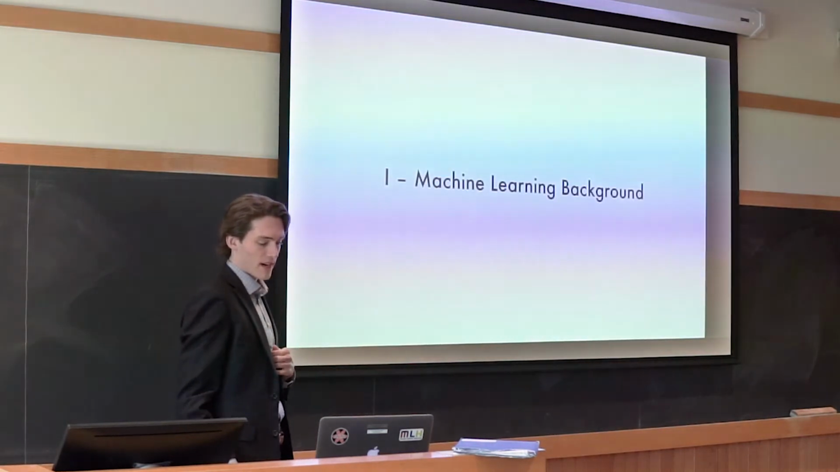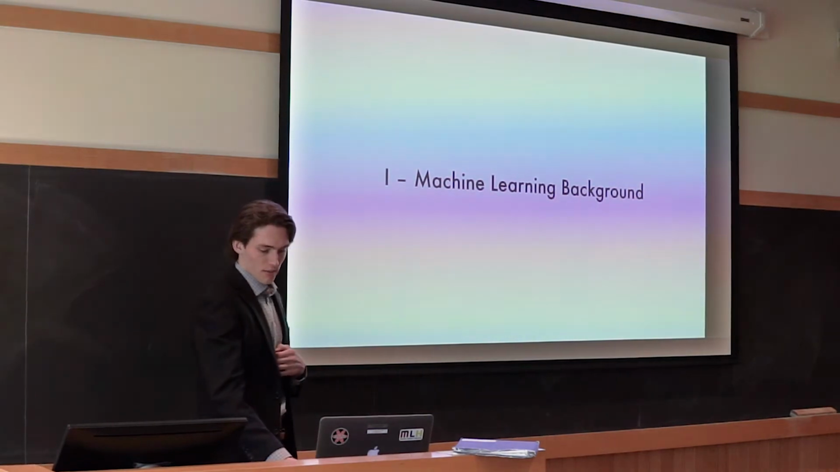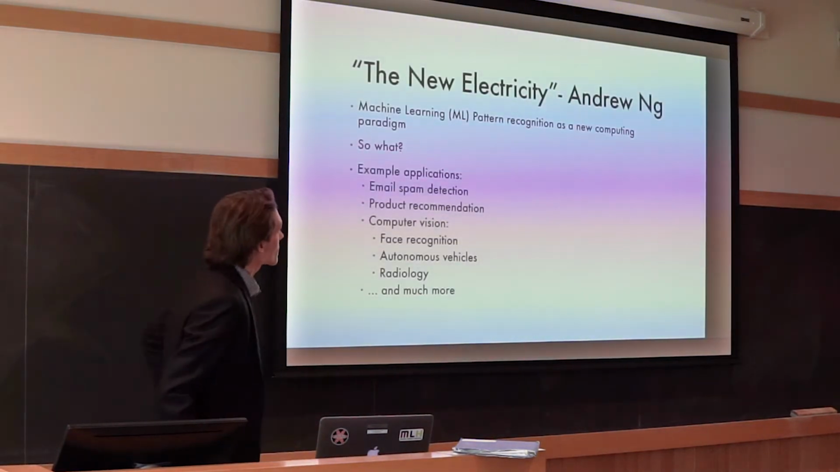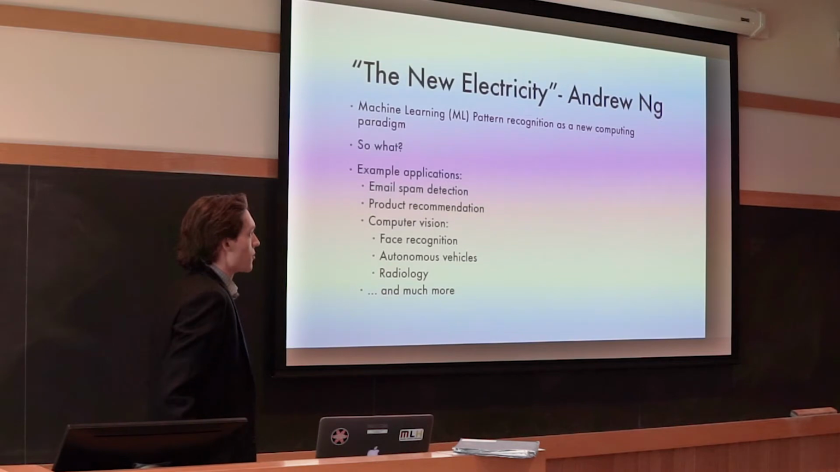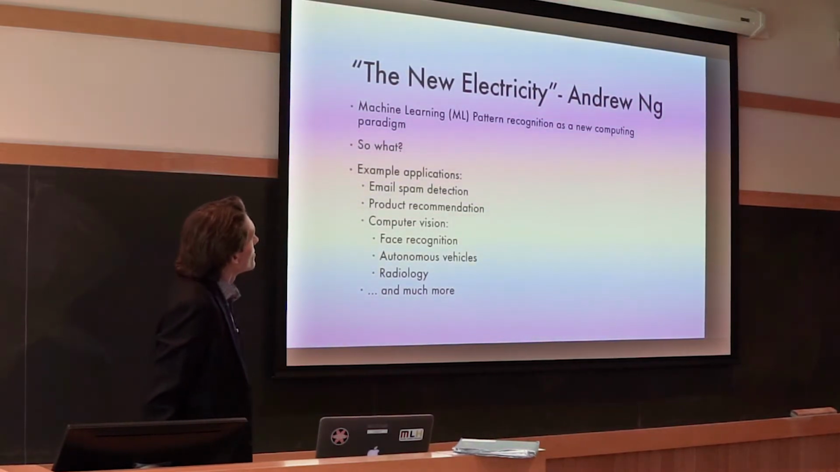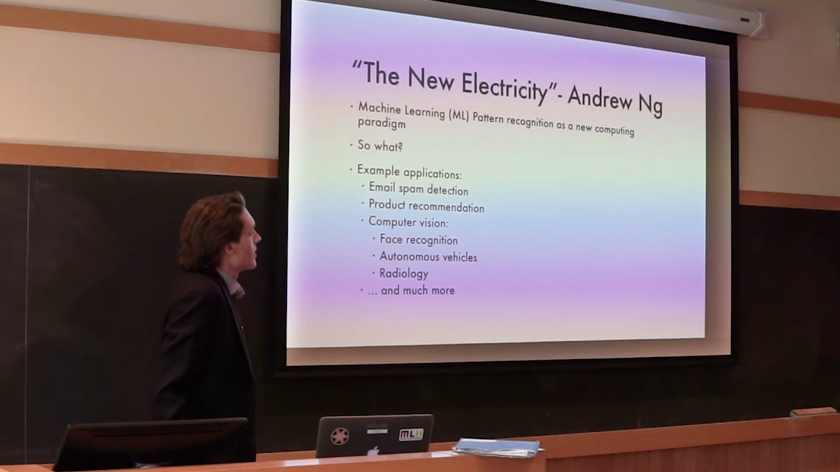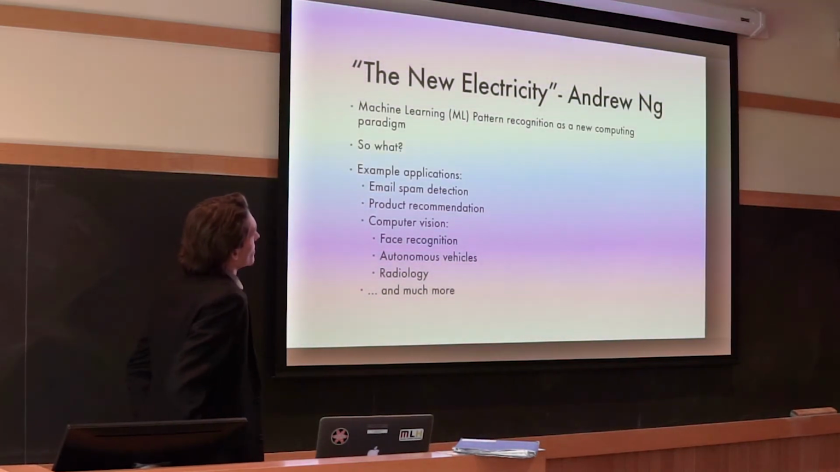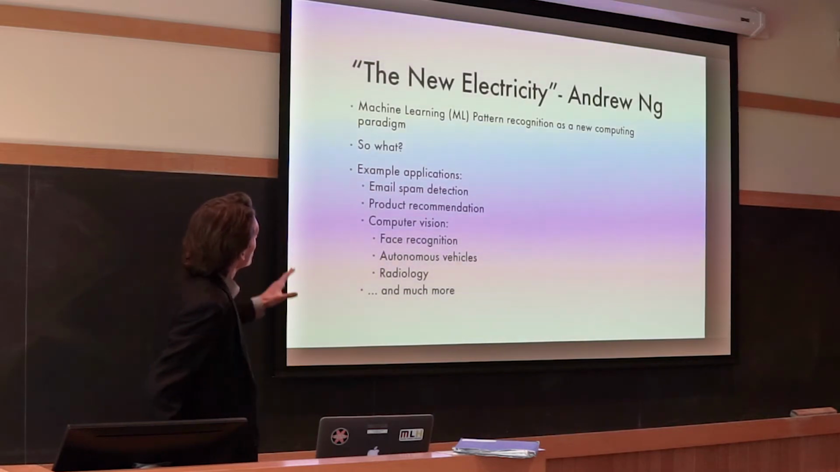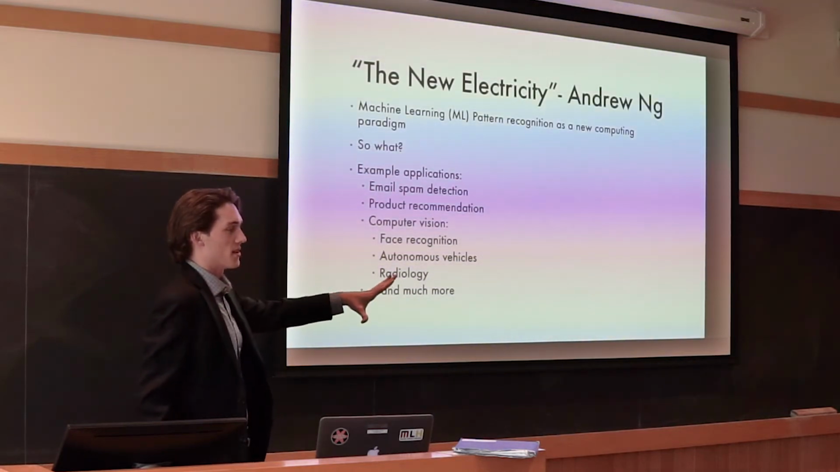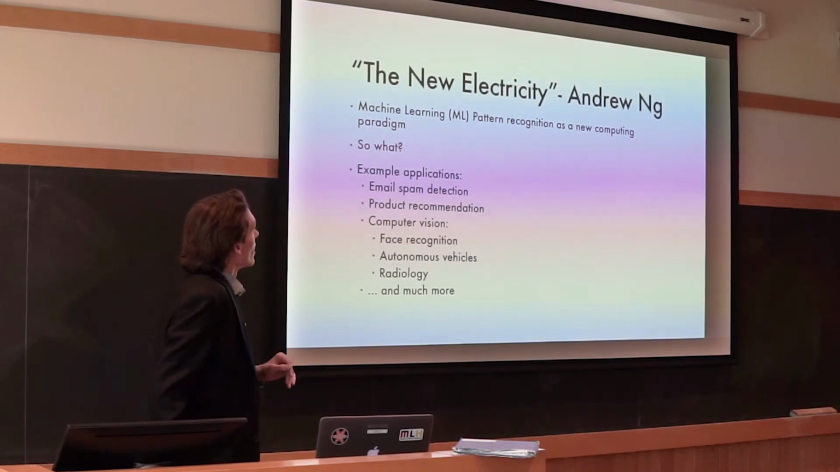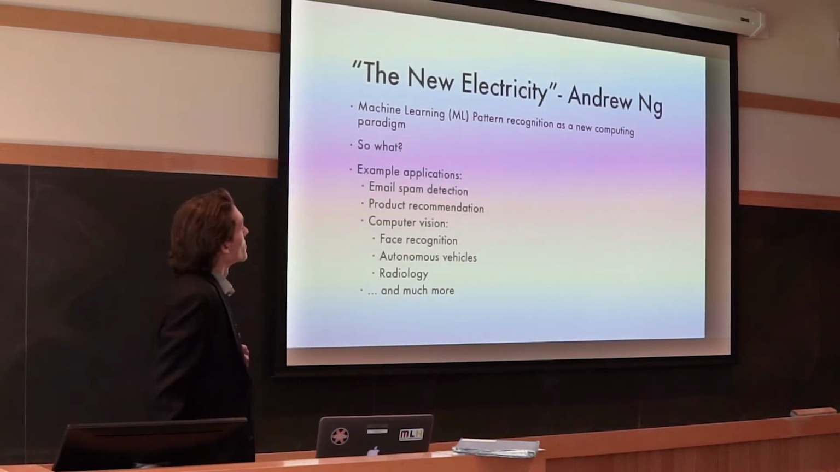So a little machine learning background just to give a little more context. What is machine learning? I like to think of it as programming computers through pattern recognition. Why does this matter? Well, it works really well for a lot of tasks. Andrew Ng is a really well-known AI expert professor. He does a lot of consulting with big companies, and he says that it's the new electricity because of the way you can solve many, many problems with it.